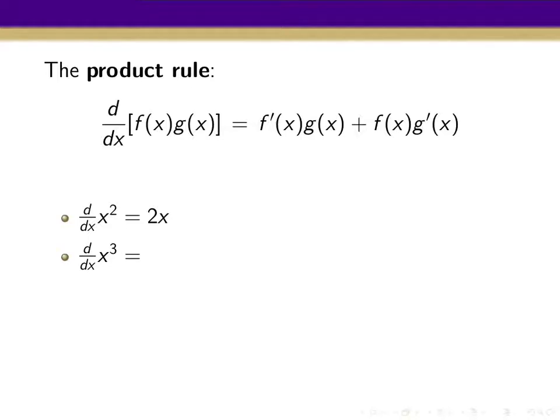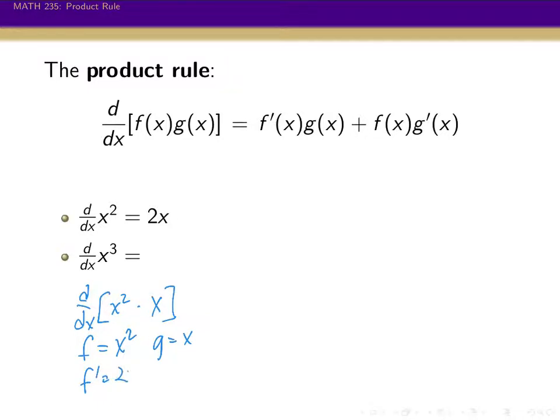What if we wanted to do the derivative of x cubed? Well, how can we break this up into a product? Well, we can have it be the product of x squared times x. So our f function here can be x squared. Our g function can be x. The derivative of x squared, which we just saw, is 2x. The derivative of g, as we've already used, is 1.